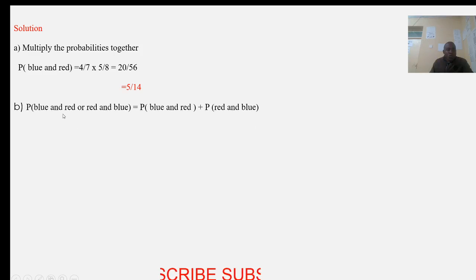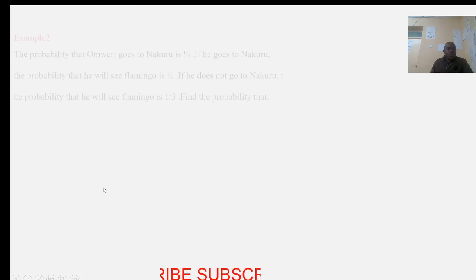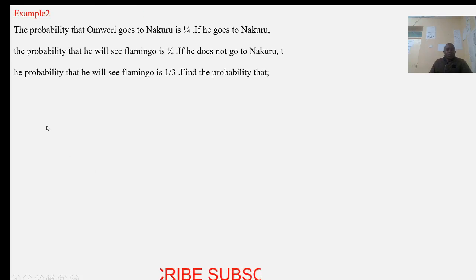So, like I've said, multiplying the probability, we have probability blue and red. It's 4/7 times 5/8, which is 20 out of 56, like I said, which is equal to 5/14. Probability blue and red, or red and blue, you multiply. After multiplying, you add the two. That is 4/7 times 5/8 plus 3/7 times 3/8, which gives you 29 out of 56. 29 out of 56.